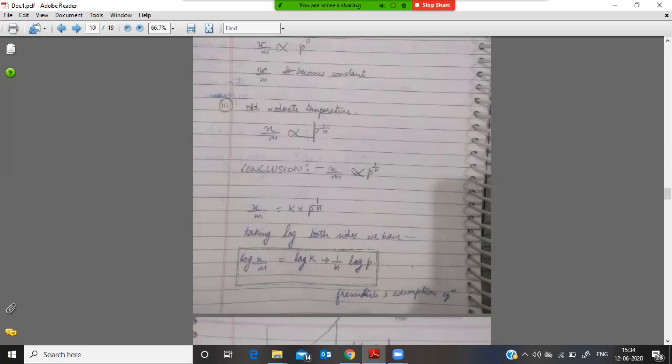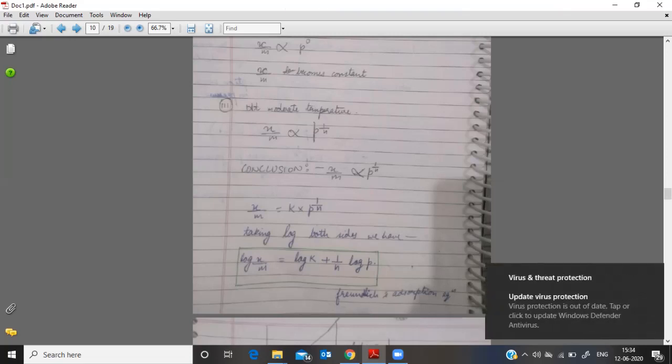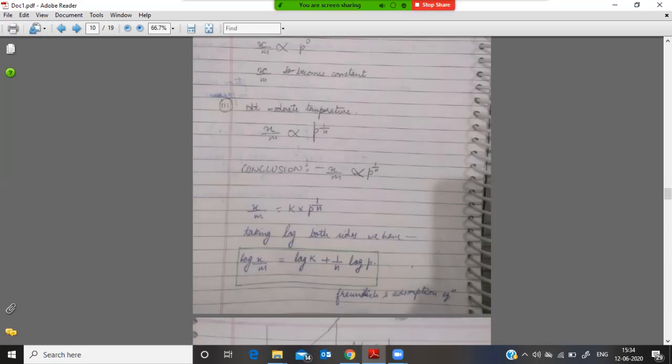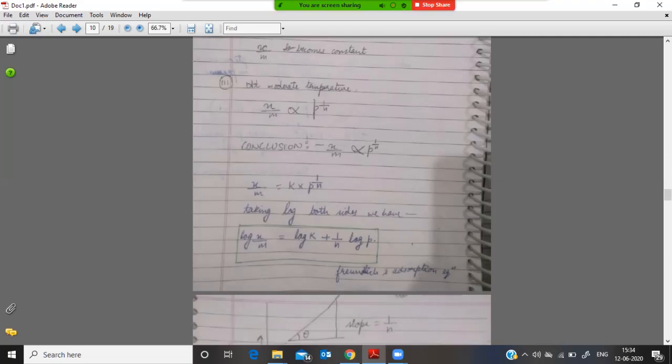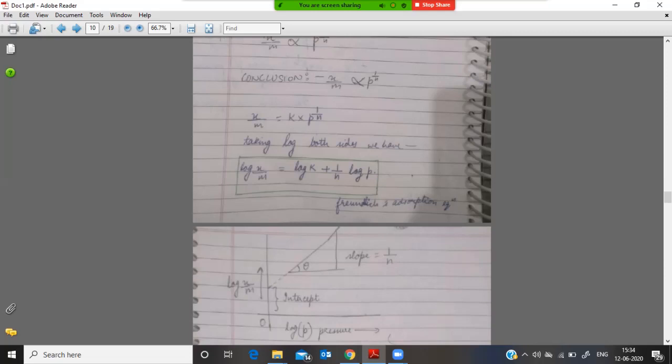We have already learned the formula in mathematics, even in chemistry in class 11, that log m into n is equal to log m plus log n, and log m to the power n is equal to n log m. So with the help of these two formulae, we can write log x by m is equal to log k plus 1 by n log p. That is the highly important and popular Freundlich adsorption isotherm equation.